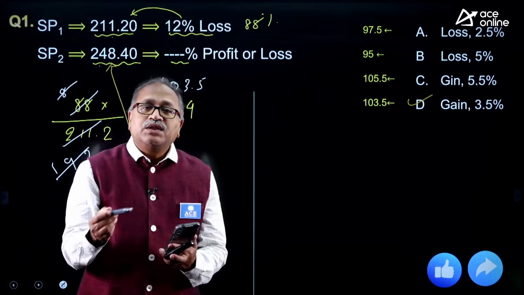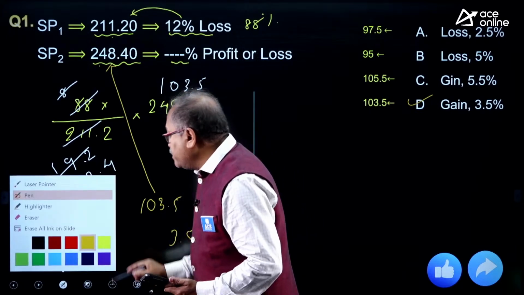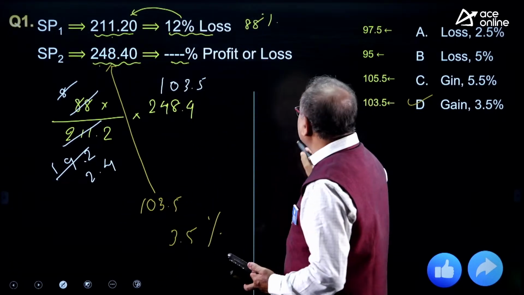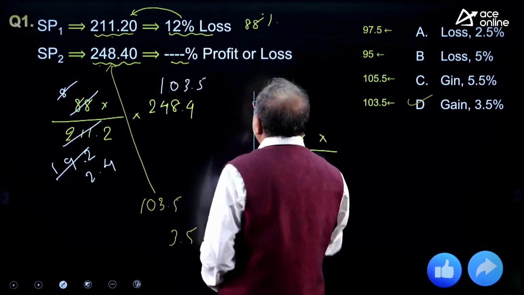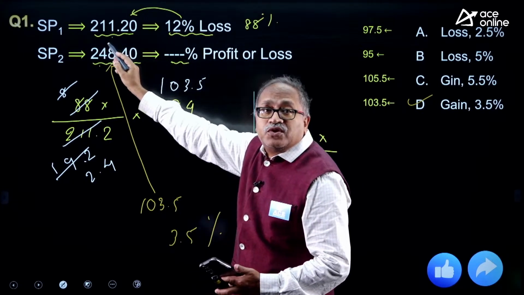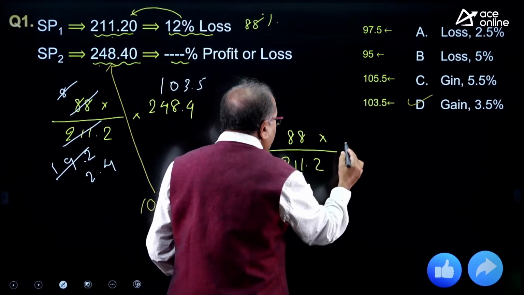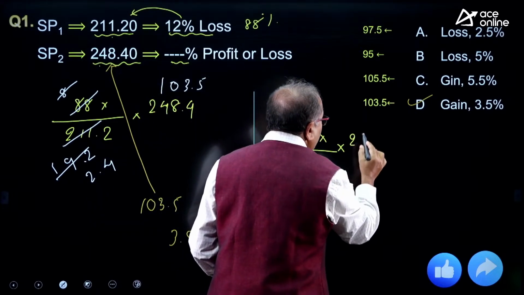Okay. Now, what is the alternate method for this calculation? So, what I can do here is, I know that as there is a loss of 12%, this is 88%. Now, this 88% represents what value? 211.2, and my requirement is 248.4.